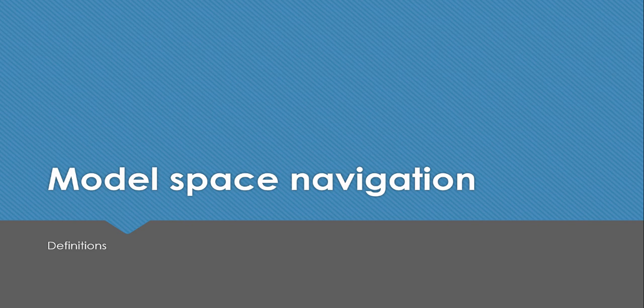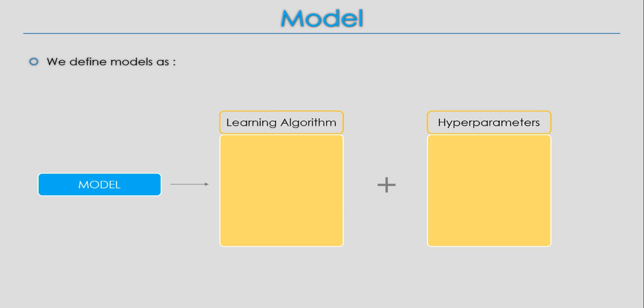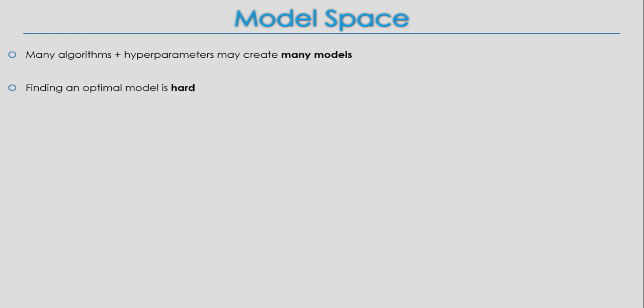Next, we define a set of terminologies that are relevant to the topic of discussion. We define models as a careful combination of a chosen learning algorithm and a set of hyperparameters, such as shown here. Varying the learning algorithm and the hyperparameters creates a diverse set of new models. The space of every possible combination of learning algorithms and hyperparameters forms a high-dimensional model space. This objective to find an optimal model from this high-dimensional, infinitely large space without any computational guidance is similar to finding a needle in a haystack.